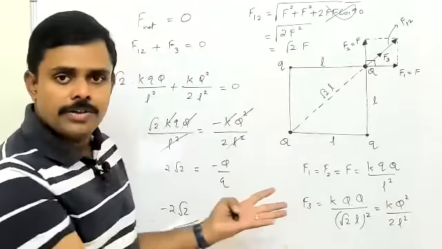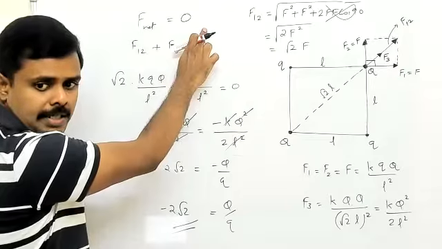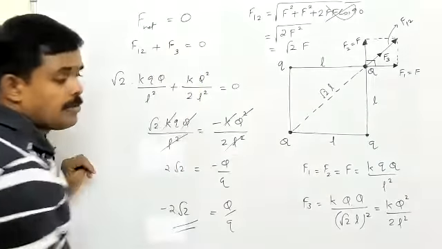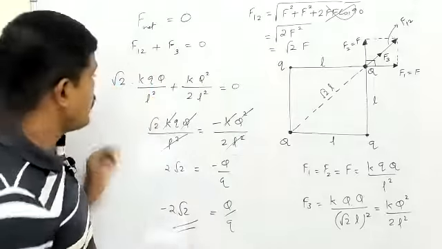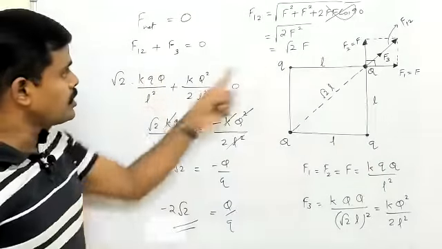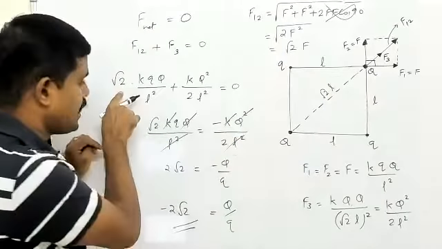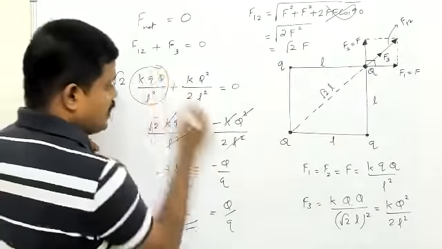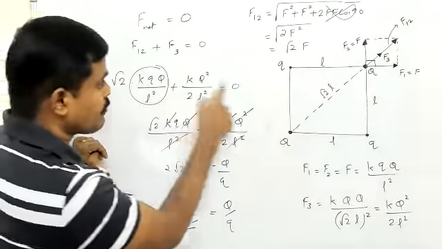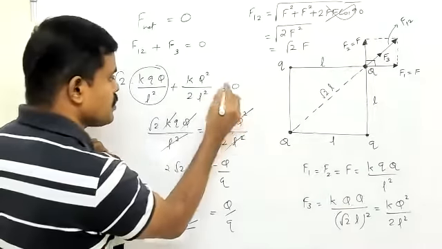Now that I got all the forces, I just have to add them up. So F net is equal to 0. That is the keyword given in the question. F12 plus F3 is equal to 0. How many forces? 1, 2, 3. F12, 1 and 2 together. F12 is how much? I told you root 2 times F. So root 2 times F, F from here KQQ by L square, plus F3, KQ square by 2L square, is equal to 0.